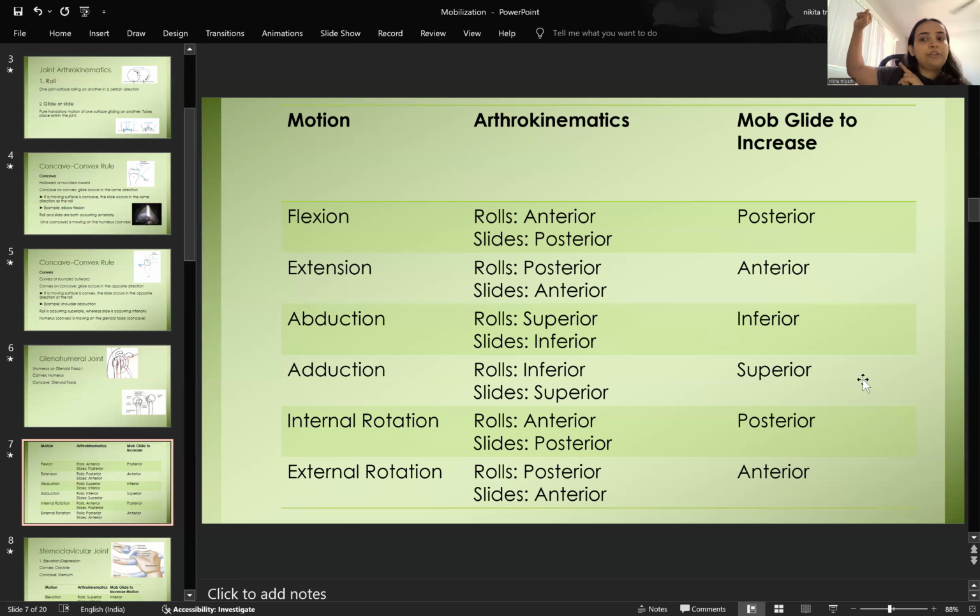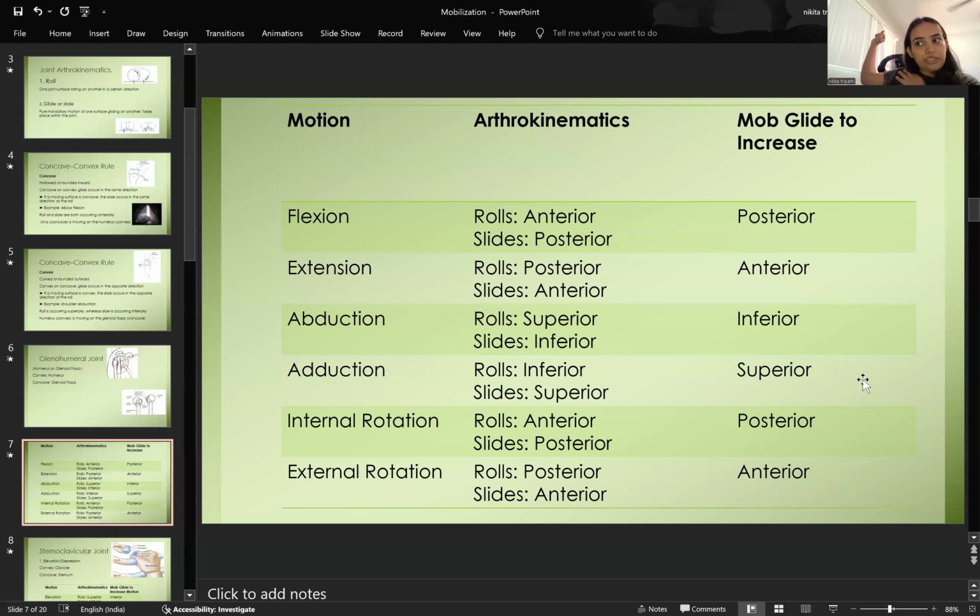As I know, my humerus is convex, so the rolling and gliding are in opposite directions. So which glide should I give? Anterior, the opposite of anterior is posterior. For internal rotation, I should give the posterior glide. Now I come to the neutral.